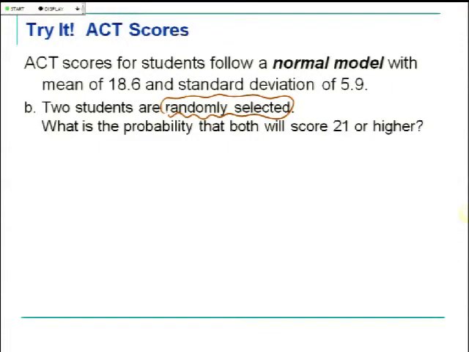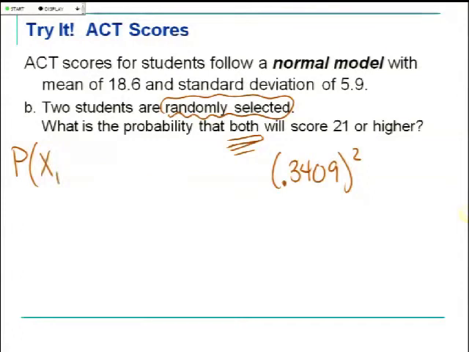I want the chance that both will score 21 or higher. Both means and. The first person scores 21 or higher, and the second person scores 21 or higher. You've got the and between two different events that you know are independent. So by independence, what can you do? Multiply. By identically distributed, what are both of those probabilities? 0.3409. And then it ends up being that you just take your answer in A and square it.